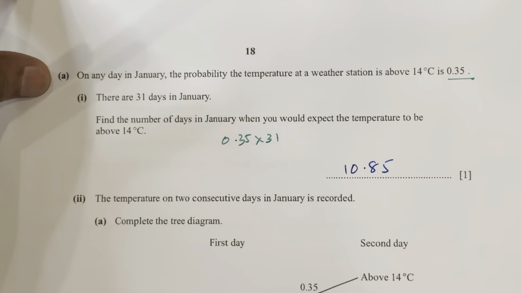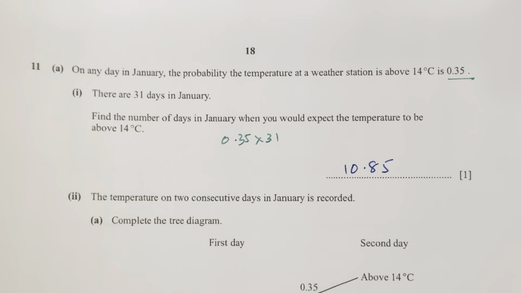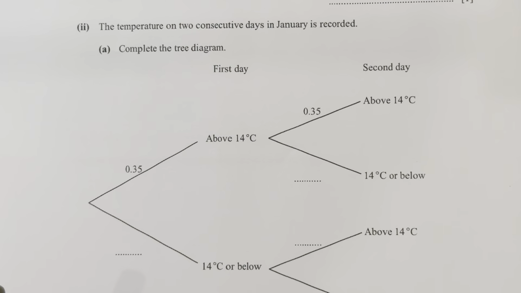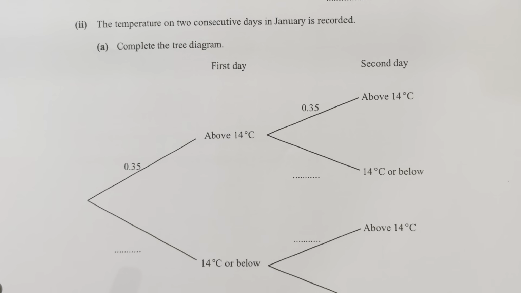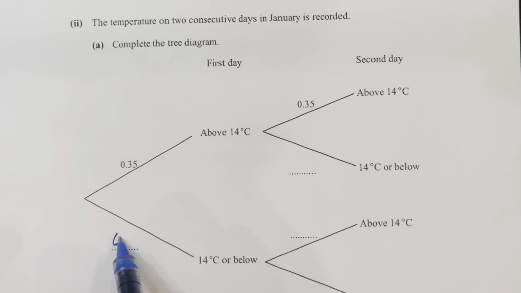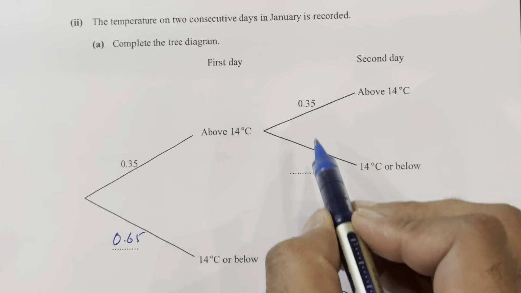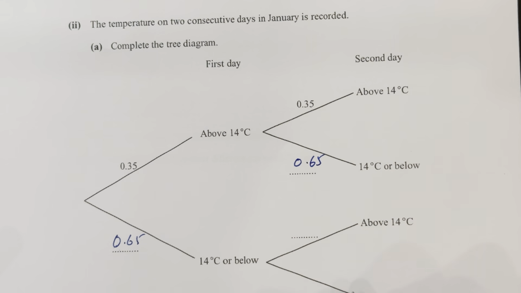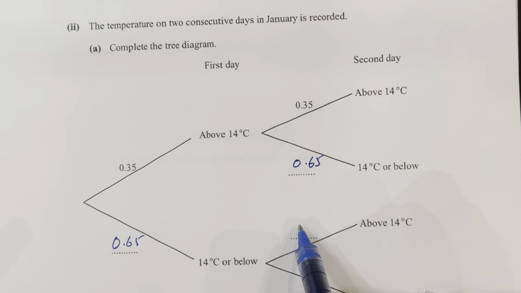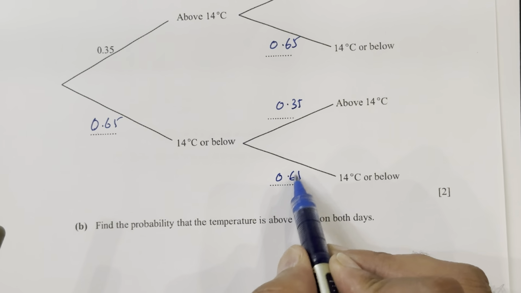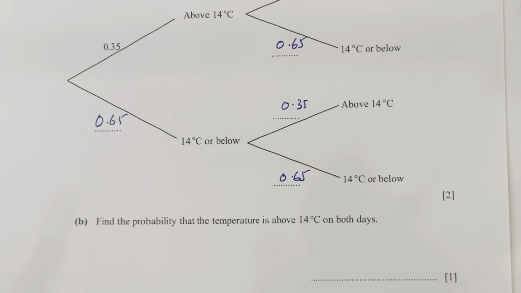10.85. Now the temperature on 2 consecutive days in January is recorded. Complete the diagram. If this is 0.35, this would be 0.65, subtracting from 1. This is 0.35, this would also be 0.65, and this would be 0.35 above 14 degrees Celsius and 0.65 below.